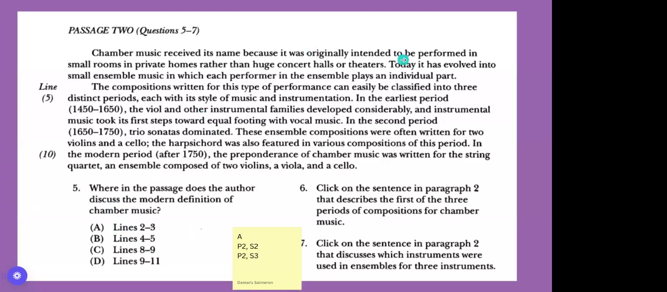Look, it says lines 2 and 3. Here we can find the answer. It says today it has involved small ensemble music. Okay. And 6. Which sentence in paragraph 2 describes the first of the 3 periods? And the answer says paragraph 2, second sentence. Look, I have here a synonym. In the earliest period, that means is the first one.